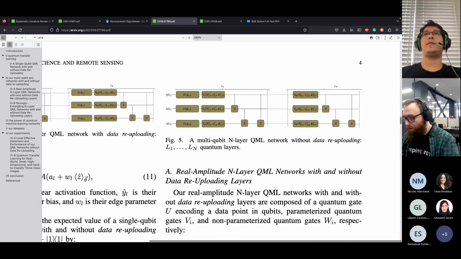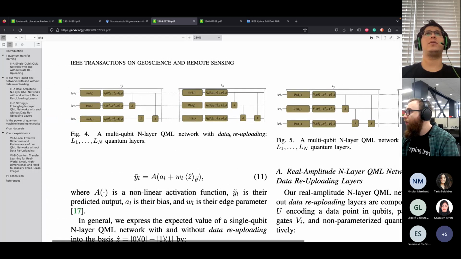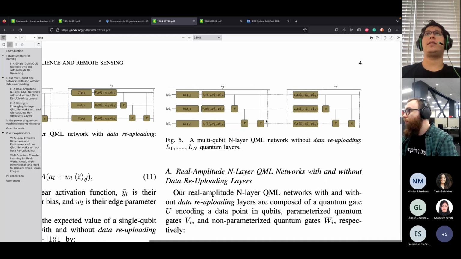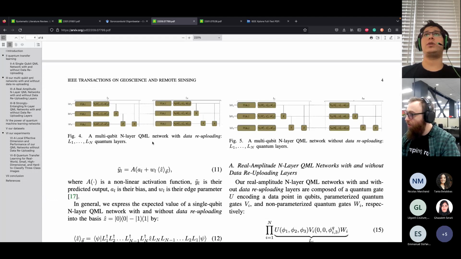So here again, you have it without data re-uploading. So in figure 4, you can see you have U of phi1, U of phi2, U of phi3. This is the data. So you can see on the layer N, you also have the data there. And the one on the right has no data re-uploading. So you have the data only on the first layer. And the layers that you repeat, they don't have the data. You have only the trainable parameters. So that's one of the approaches you can take.